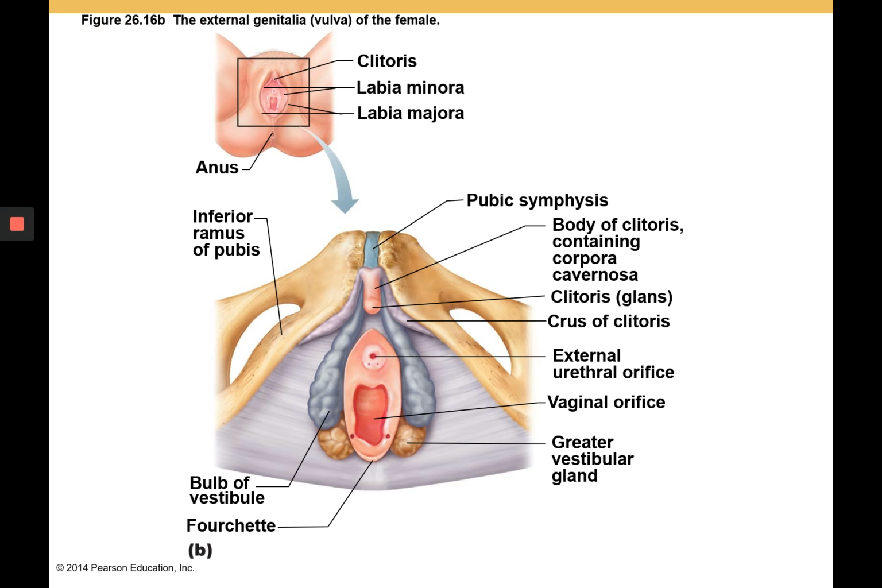Here are the greater vestibular glands. So we point those out. And the fourchette, which is the posterior end of the vestibule. And then we have bulbs of the vestibule. So just structures to point out, these are underlying parts of the external genitalia or vulva of the female. Then we can see here the prepuce of the clitoris, right here. And then missing is the hood of the clitoris, which is up there.